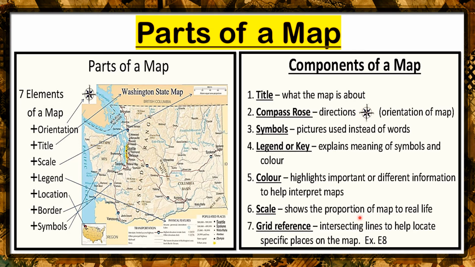Next, class, we have here scale, which shows the proportion of the map to real life. This one is the scale, class. It shows us the distance of places. And the last one, grid reference, intersecting lines to help locate specific places on the map.